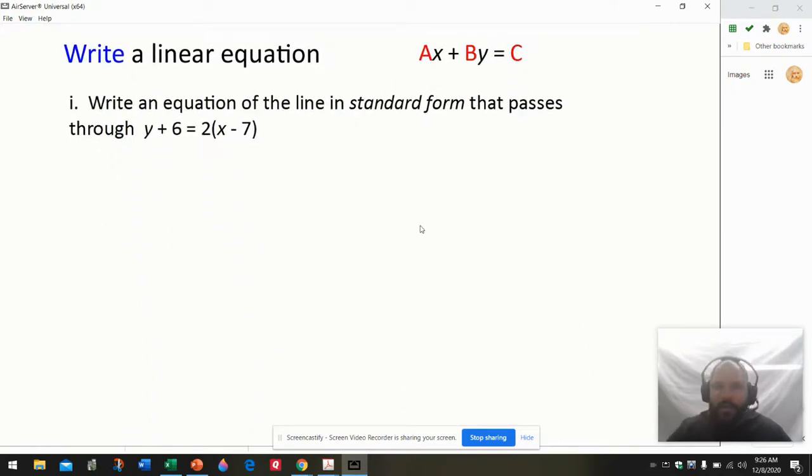Okay, so here again, we're given an equation in point slope form, and they want us to put it into standard form. So it's the same as all the other ones. We're going to distribute the 2 first.